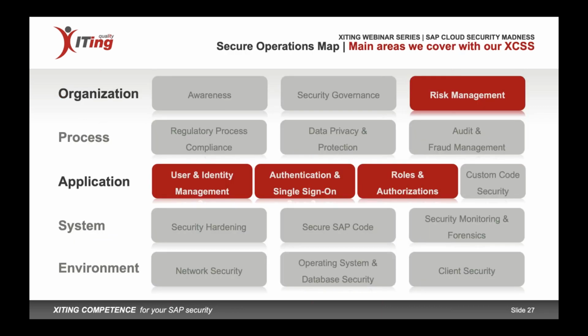If we look at the well-known secure operations map and also our exciting focus on that, then it's clear that we cover user authentication and single sign-on capabilities. We cover the topic of user and identity management, roles and authorizations, but also risk management. So this is more or less a common best practice map that is structured in 16 topics across 5 layers. And we include the services and products with our focus that is related to IDM, single sign-on, and GRC.